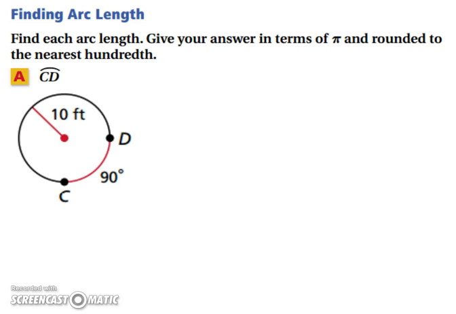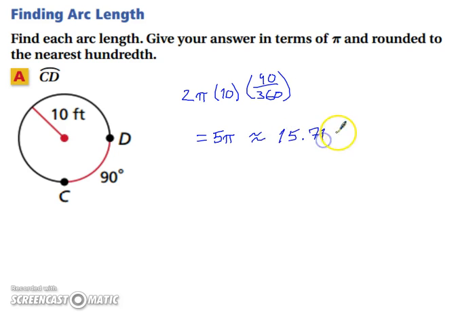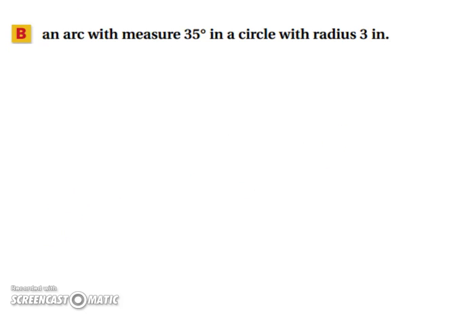Find each arc length. So we have 2 times pi times your radius times the piece of the arc that you're looking for. So 90 divided by 360. And when you do so, you get that this is 5 pi, which is about 15.71 feet. Try this next one on your own. An arc with measure 35 degrees and a circle with radius 3.